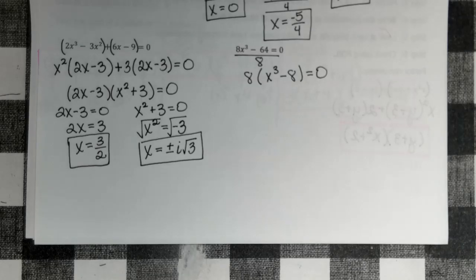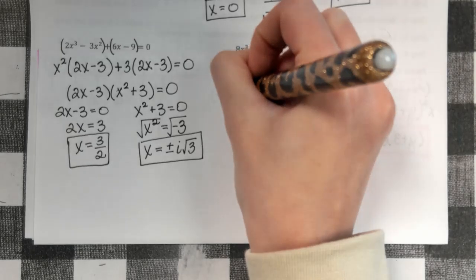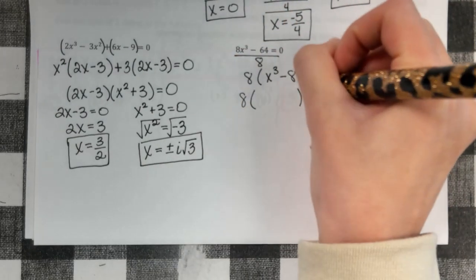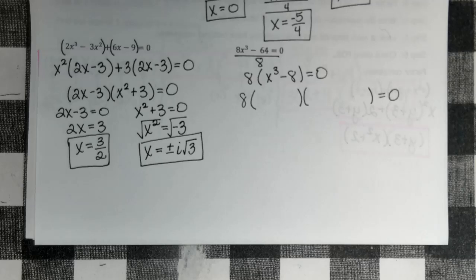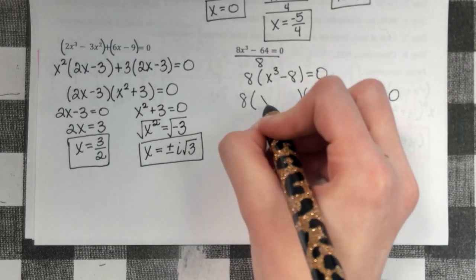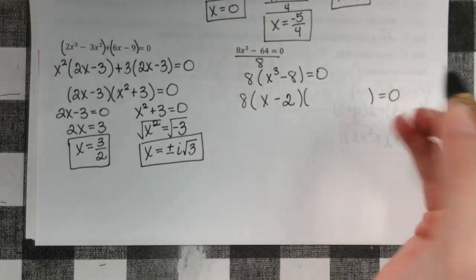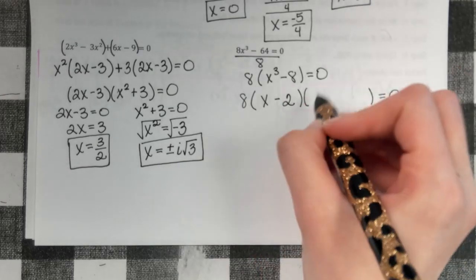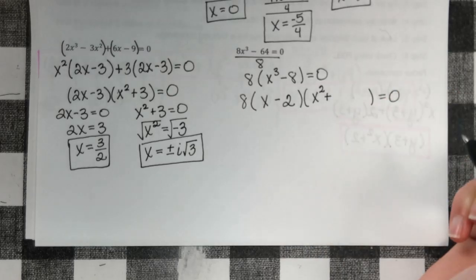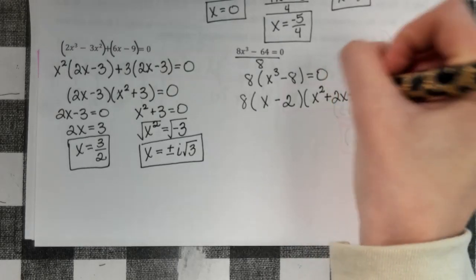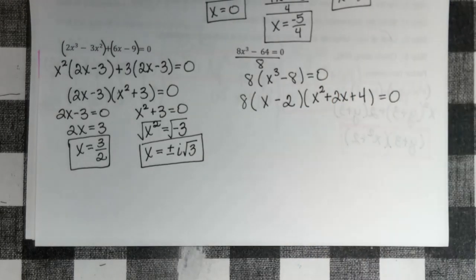Okay, so if I have x cubed minus 8, that's my binomial times trinomial. So what is that going to factor into? And then take x and square it. X squared. Change your sign. 2x plus 4. Then plus 4.